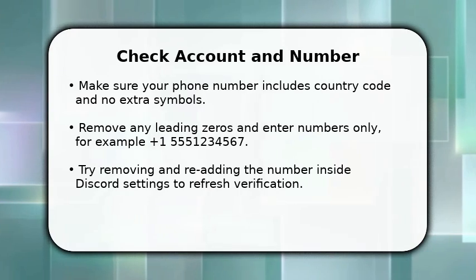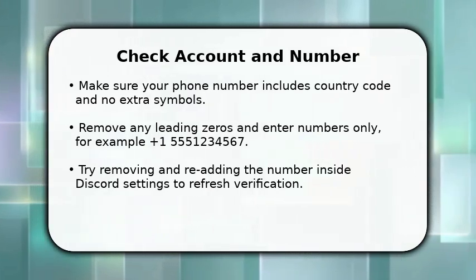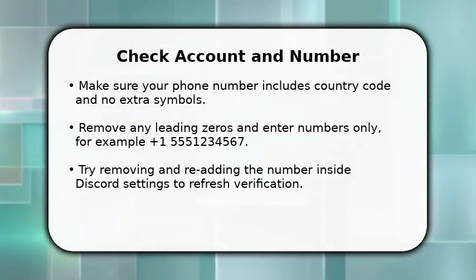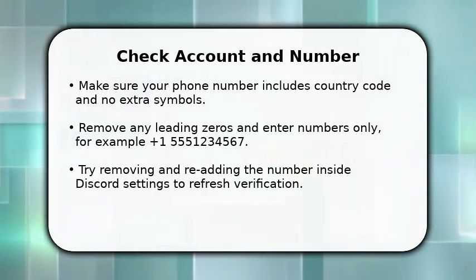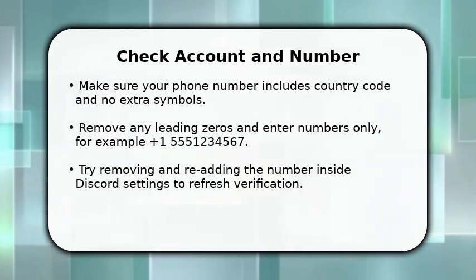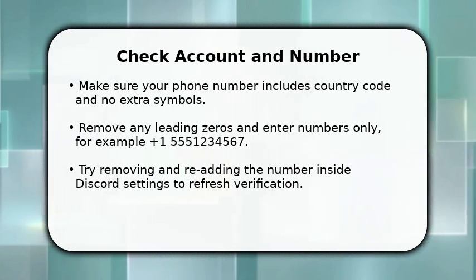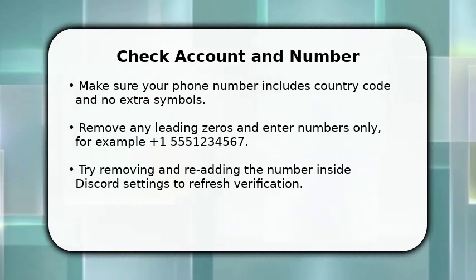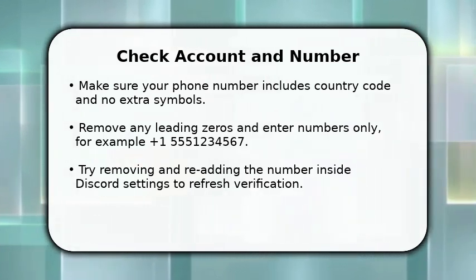Start by opening Discord and going to User Settings, then My Account. Make sure your phone number includes country code and no extra symbols. Remove any leading zeros and enter numbers only, for example, +1 5,551,234,567. Use digits and plus sign exactly as your carrier provides.